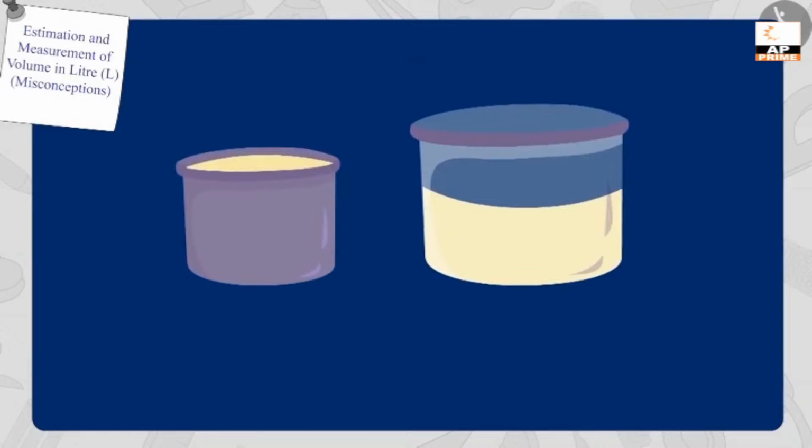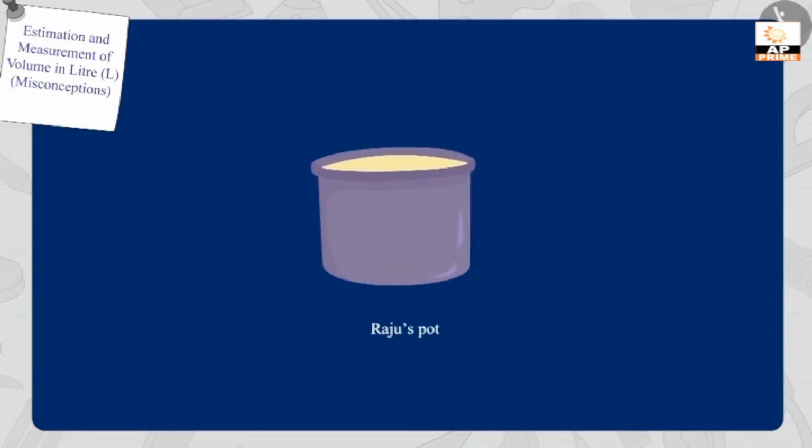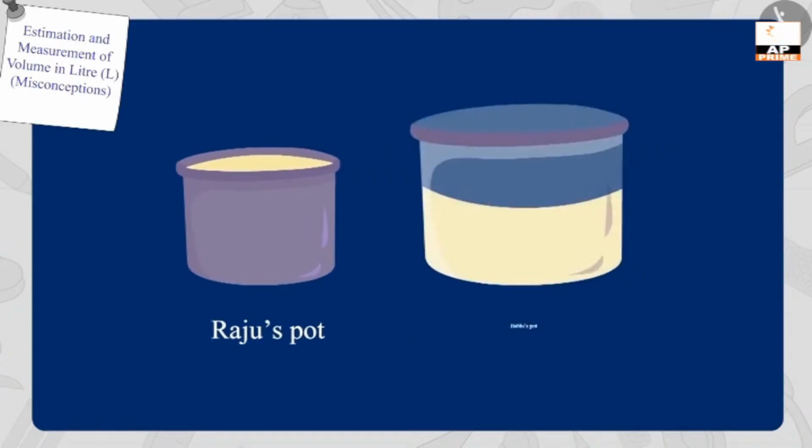Children, remember, it is not necessary that if a vessel looks full, then its capacity is more. As you have seen here, Raju's pot is completely filled with 1 liter of oil, and Bablu's pot seems to be empty even after pouring 1 liter of oil.